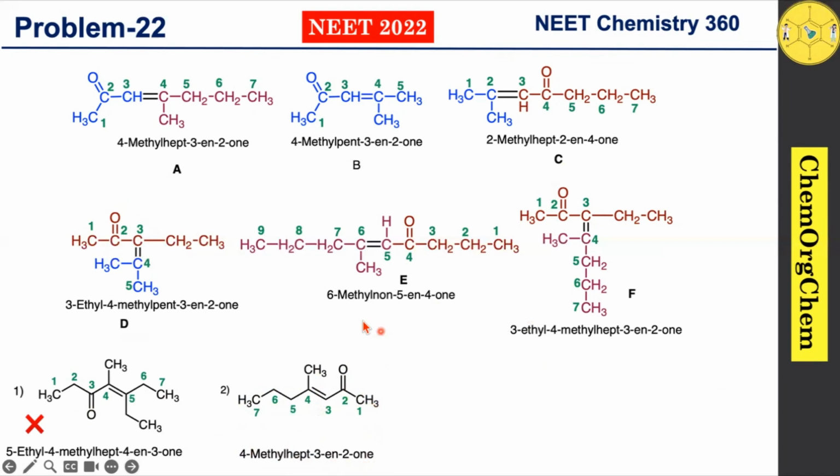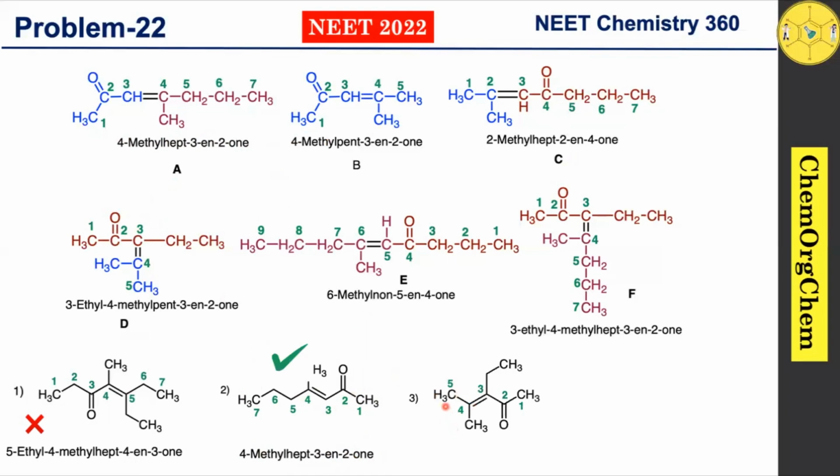So let's compare with our compound structures. So 4-methyl hept 3-ene 2-one. So this is the 4-methyl hept 3-ene 2-one. Therefore, the second compound, which is option 2, could possibly be produced by the reaction between acetone and 2-pentanone. So let's move to the third option.